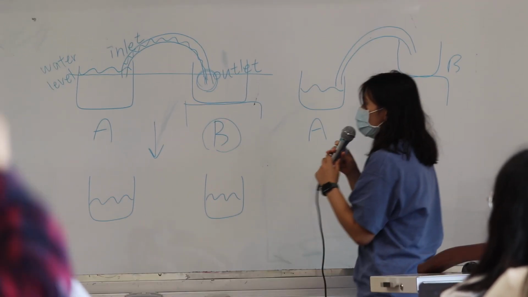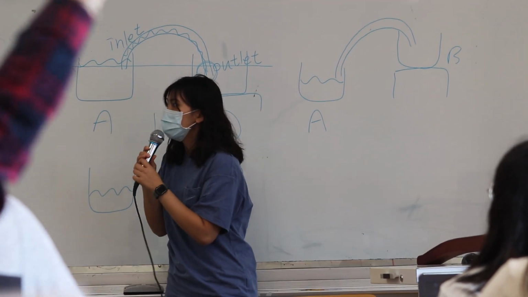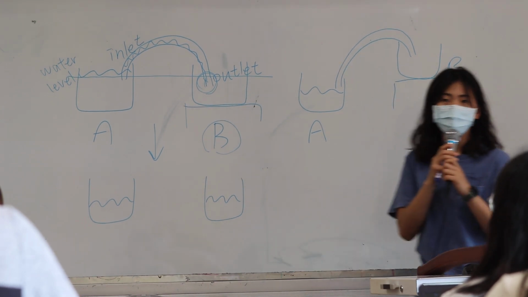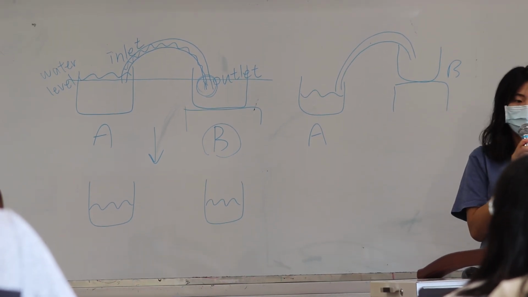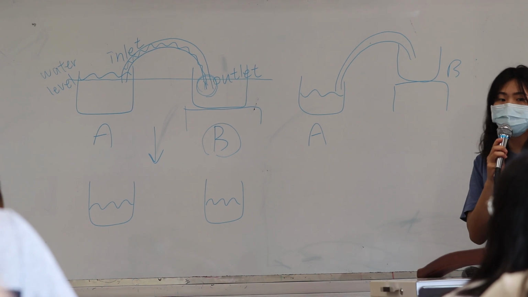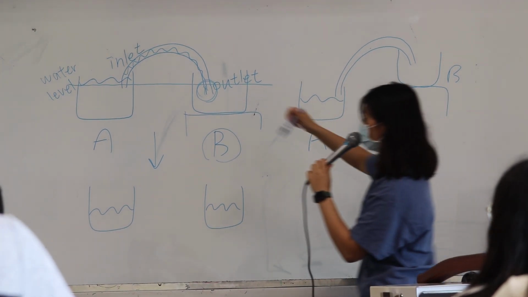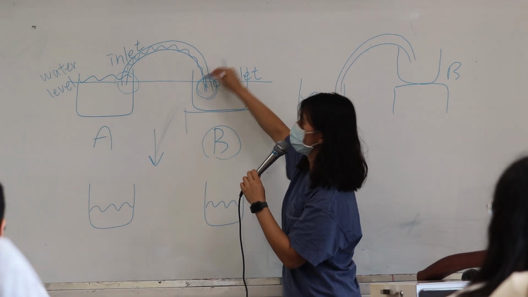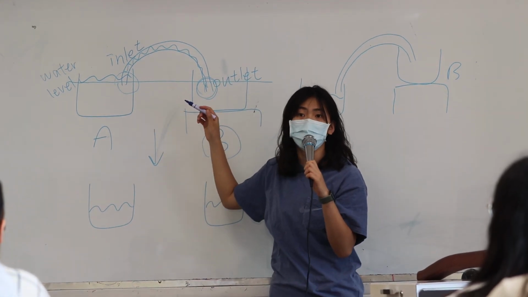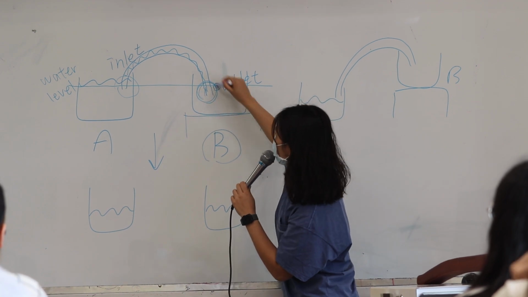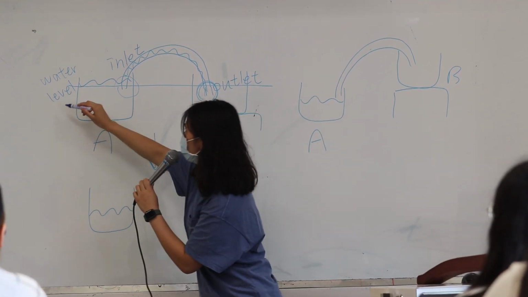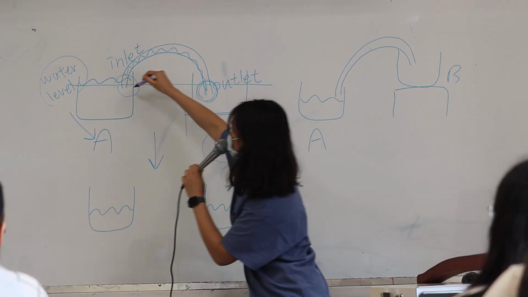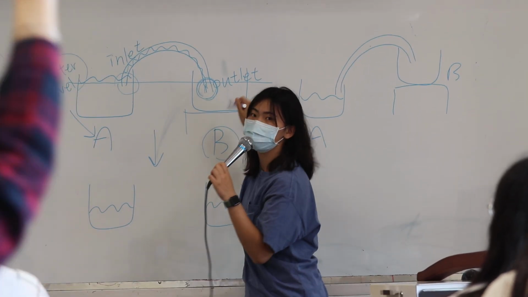And this phenomenon we see is called siphonage, which is 虹吸现象. 虹吸现象 is when we use a tube which is filled with water, and the inlet here is put into the water, and the outlet here we put in a container which is empty, and the outlet has to be below the water level of the A container, and the water will go through the tube into the empty container.